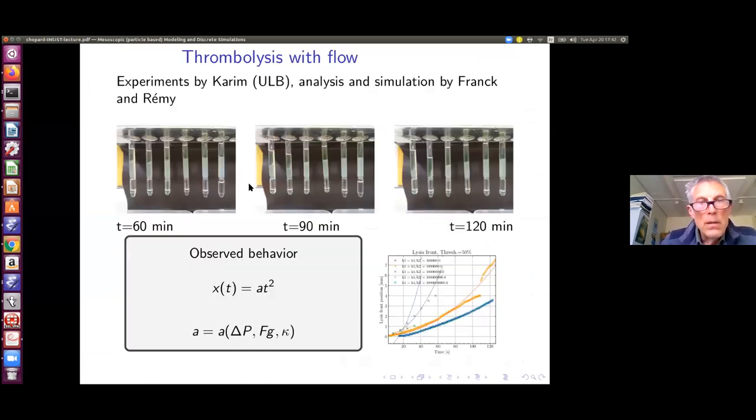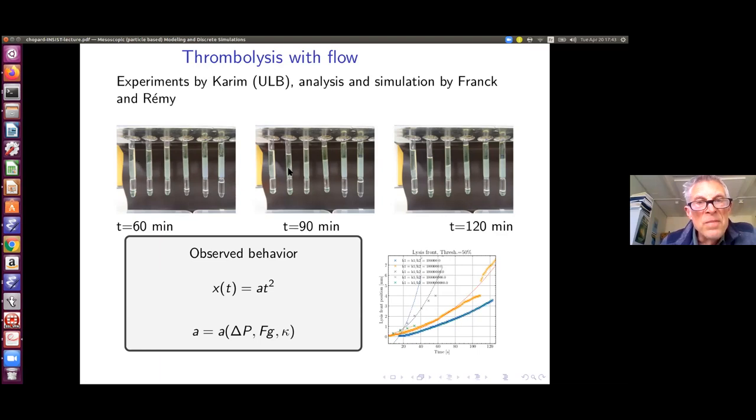What's actually new is this recent experiment we did of thrombolysis with flow, because that's a key problem: how to validate what we just did. So Karim did the following experiment as a function of time. Here I just show you three snapshots. He has several test tubes with a fibrin-rich clot with different amounts of fibrinogen. Some clots are easier to lyse, some are less easy to lyse. There are three concentrations that we follow here. On top, we put a solution of liquid with TPA, and we see how the clot is lysed.